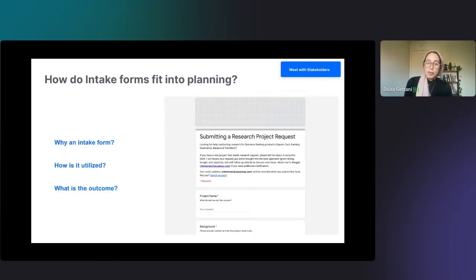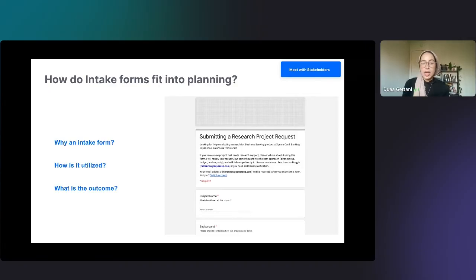The other way to take in these research requests is an intake form. This is a way to allow ad hoc projects that may come up outside of the roadmapping process. Roadmaps change, projects pop up that research isn't aware of, and we want to make sure that research is always aware of these projects.